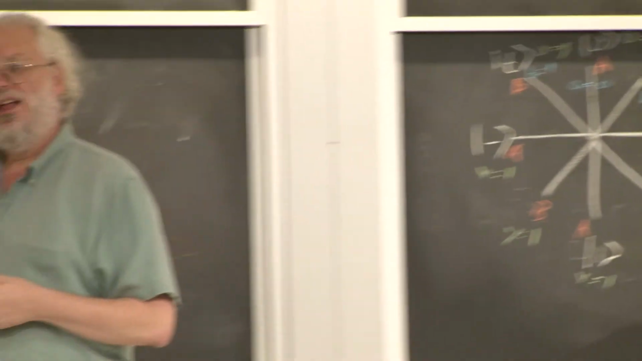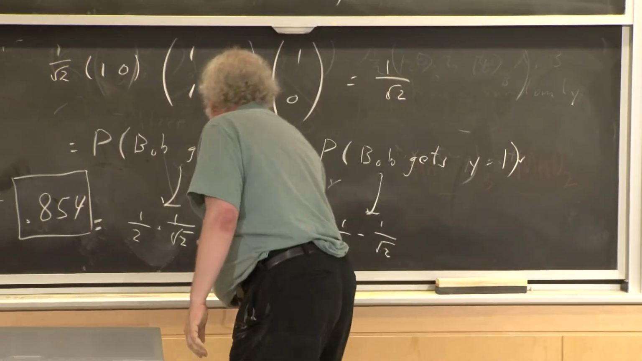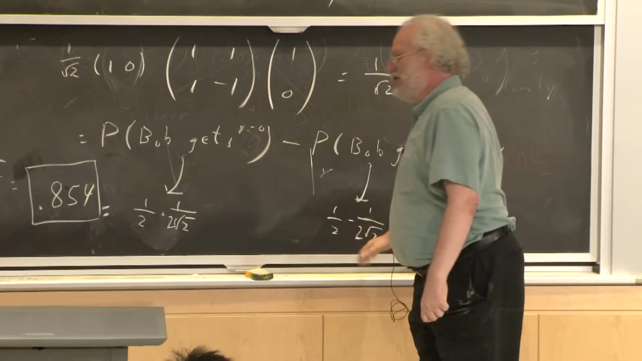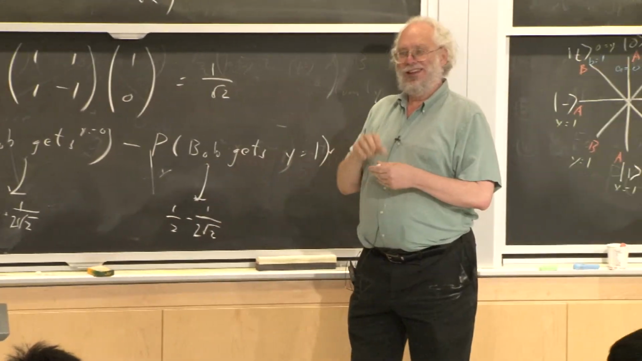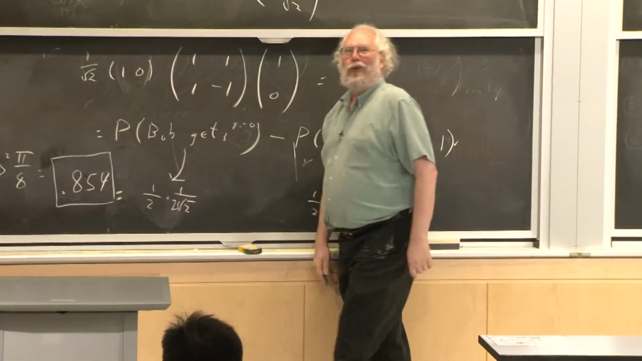Question? Should that be 1 over 2 root 2? Yes. 1/2 plus 1 over 2 root 2 and 1/2 minus 1 over 2 root 2. Thank you very much. But this is indeed 0.854.